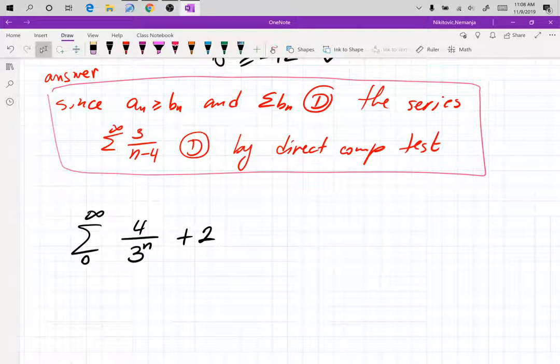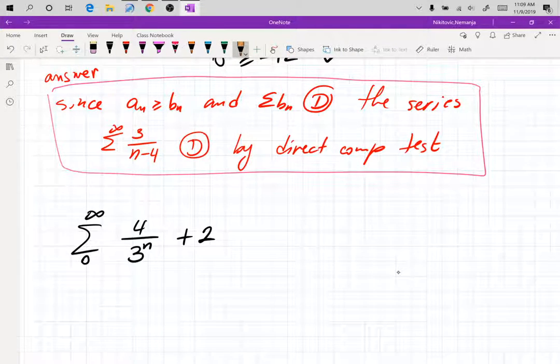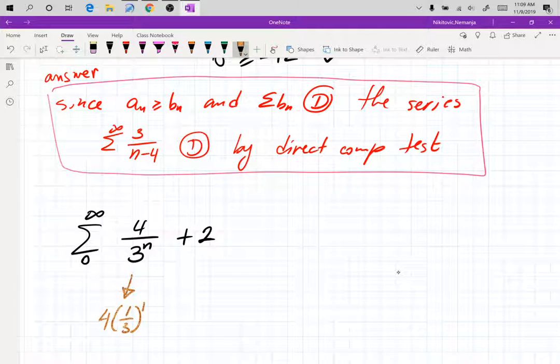What kind of problem is this if I don't have the plus 2? It's a geometric series, yes. If there was no plus 2, let's use something interesting, how about the wood? This can be rewritten as 4 times 1 over 3 to the n. So it's definitely geometric. But we have the plus 2, so it's not geometric.